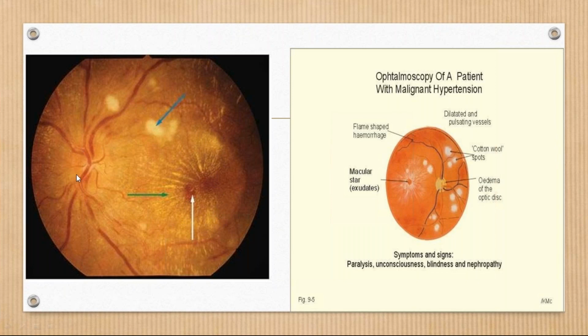Okay, and you can see you're not able to see the disc very promptly. It's not very clear. So there will be disc edema. There will be disc edema along with macular star. Near the macula, you can see hard exudates like this. And as usual, you can see these are all cotton wool spots, and these small things here are flame shaped hemorrhages. And sometimes you can see pulsating vessels also in malignant hypertension or acute hypertensive retinopathy. Okay, you can see pulsations also.